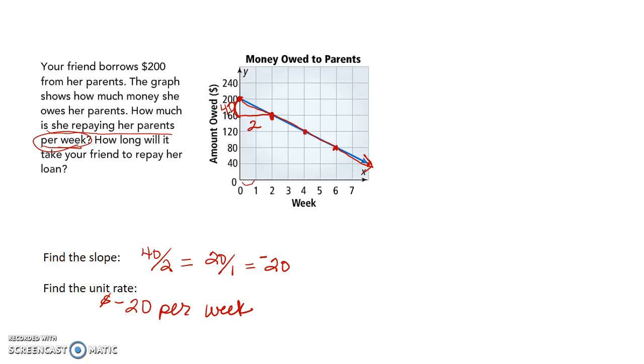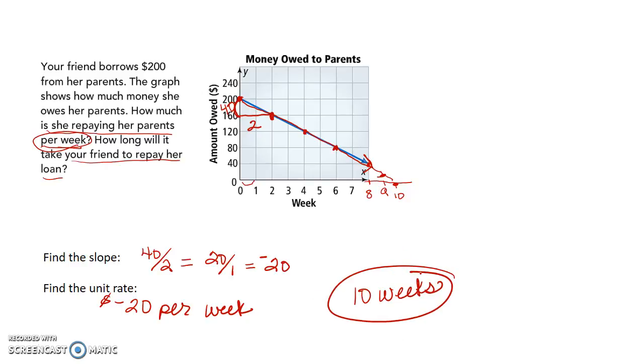And then the last question says, how long will it take your friend to repay her loan? So probably what I would do is I'd look back over here on my graph and I'd say, okay, well, here's where she was at 7. Here's where she was at 8. So at 9 weeks, she would owe $20 still. And then if I went down one more, this would be her 9 weeks. This would be her 10 weeks. That is when she would have completely paid off her parents. So 10 weeks, completely paid off parents.